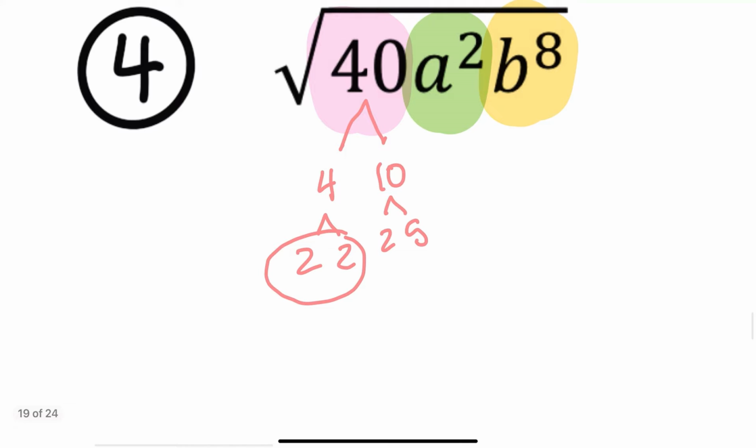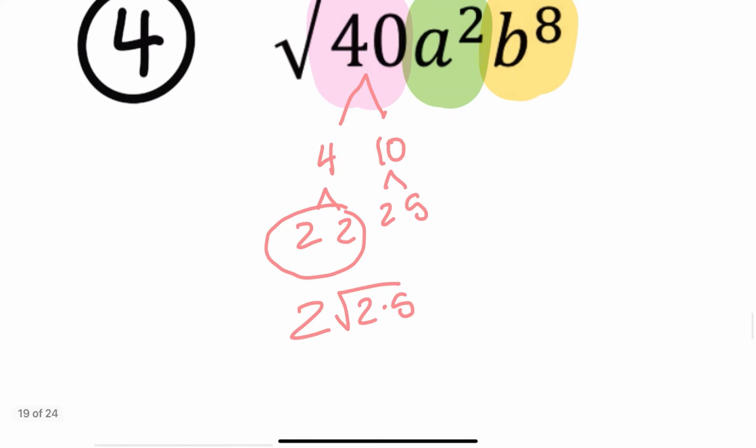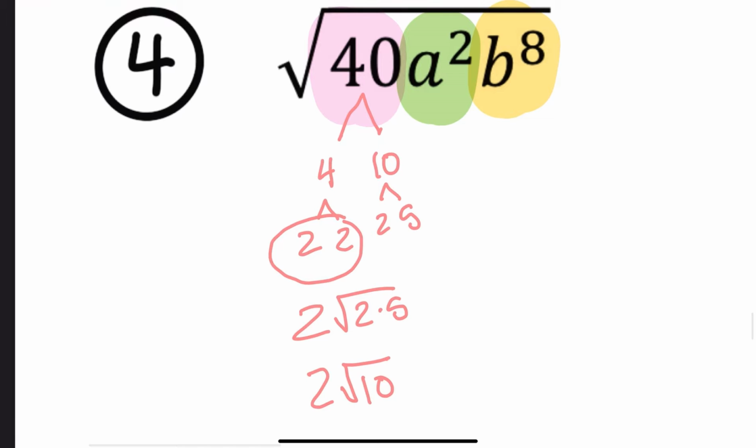All right, so I have a 2 coming out. I have my square root, and then I have that 2 and 5 left in there. I'm just going to multiply those together. So I end up with 2 root 10 as my first part of my answer. Okay, cool. Now we have the a part. So I have a squared. Remember, that means that we just have a times a. Well, just like we did with our 40, I'm going to circle my pair. I have a set of a's, so that means I will have one a coming out of my radical.